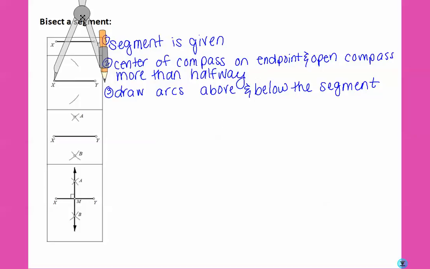So I'm going to put my center on one end. I'm going to bring my compass in a little bit more than halfway. And then I'm going to draw an arc. You can draw an arc above and below, or you can just go around and make one big arc that passes through the top and to the bottom.